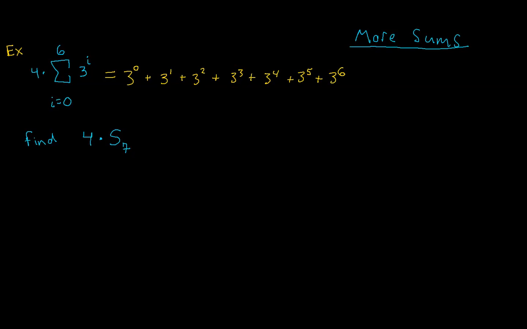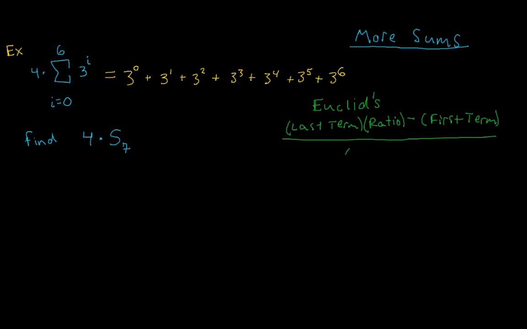Okay, so one option is to simplify all these and then add them all up individually. But probably an easier method is just to use Euclid's method. All we need for that is the value of the last term. We'll multiply that by our ratio, what we're multiplying by every time. We'll subtract the value of the first term, and then we'll divide by the ratio minus 1.